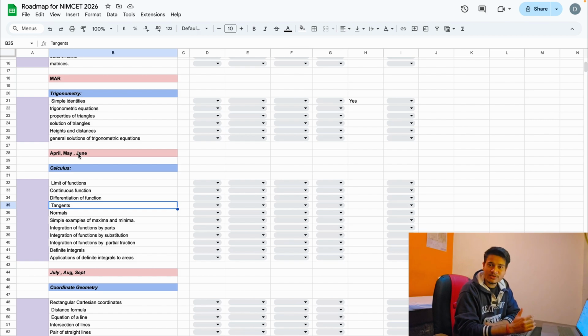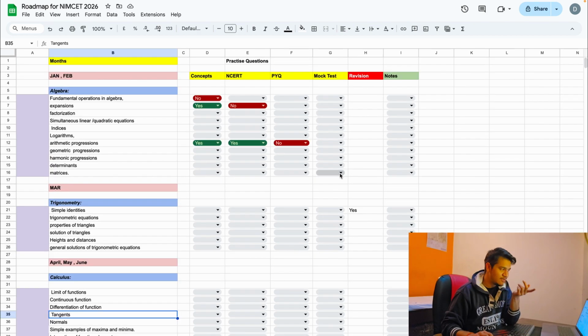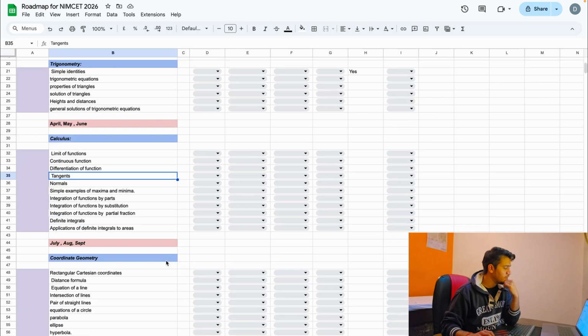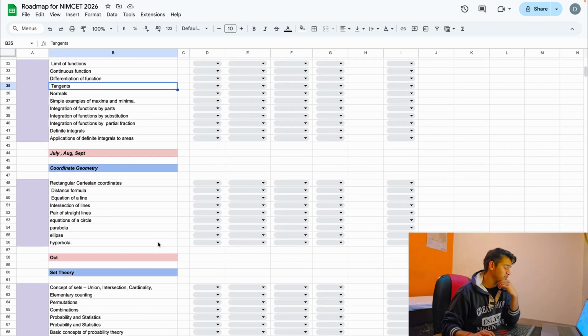And apart from just knowing the concepts and learning the formulas, you also have to practice questions from NCERT, previous year papers and mock test papers. Then comes July, August and September.